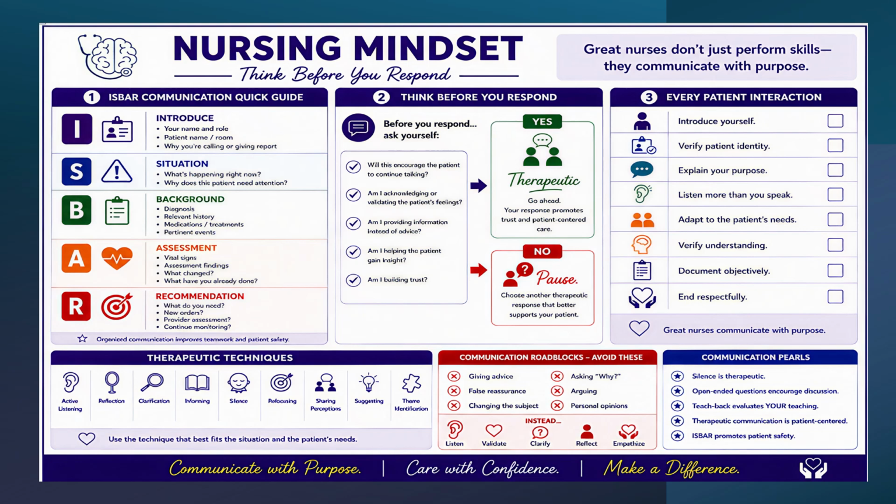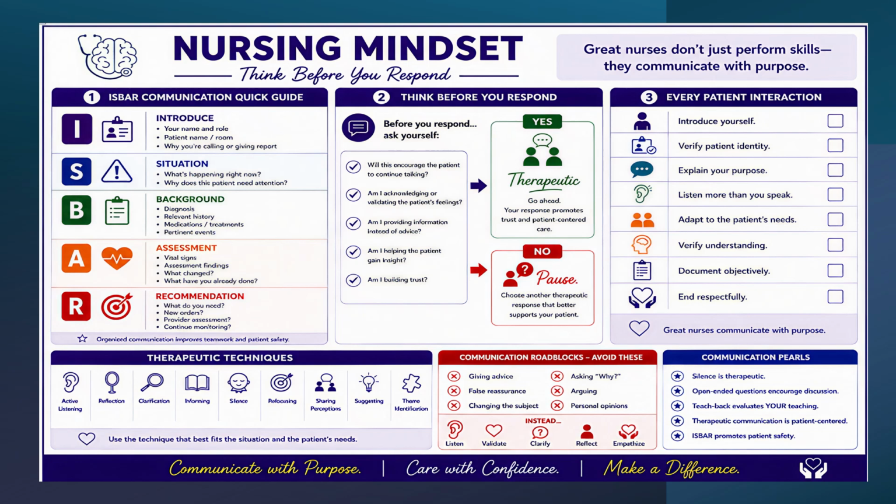The S is for situation. So with situation, you want to think about what is happening right now. Why does this patient need attention? That's the situation. The B is background. So here you'll include the diagnosis, any relevant history or treatments or medications or events that matter to the current concern. The A is assessment. This is where you will include current vital signs, current assessment findings, anything that's changed, and what you have already done.